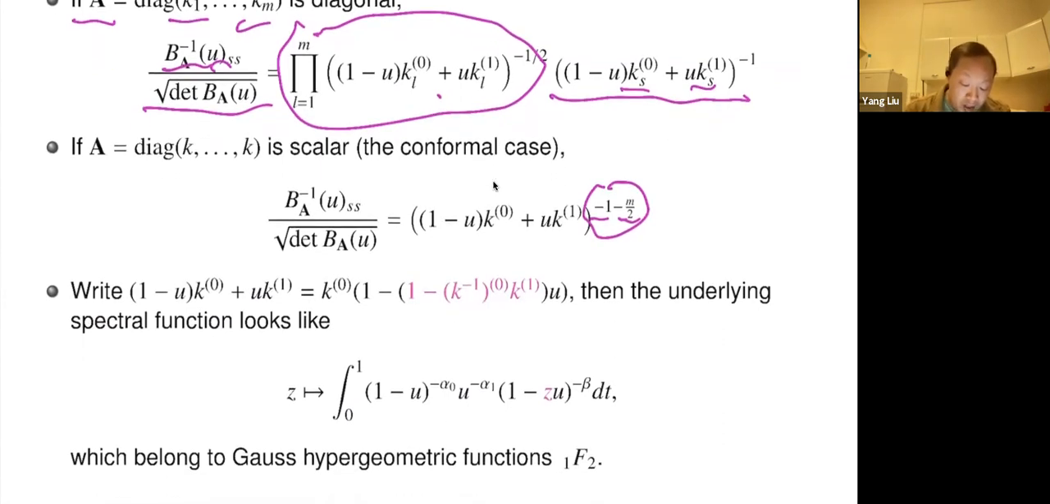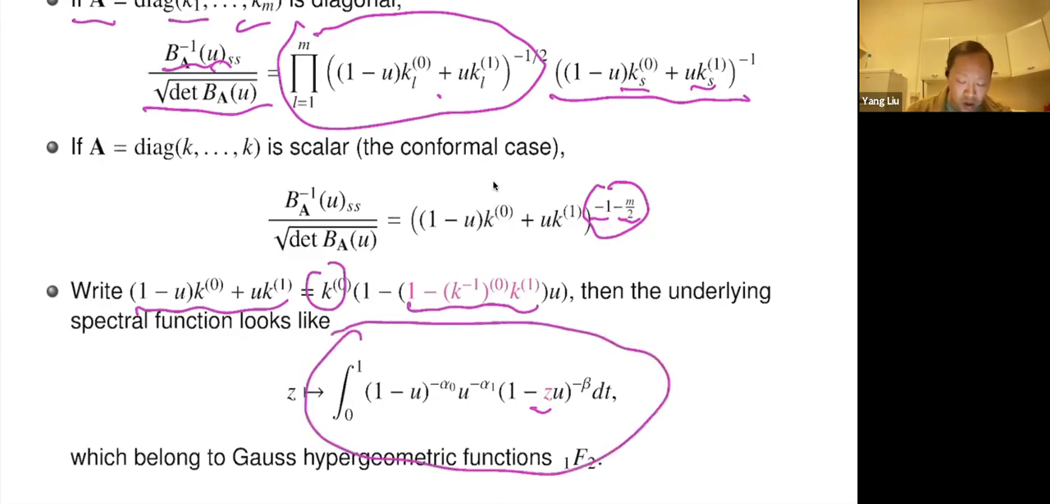Then if you do a simple change of variable, look at what's inside and factor out this K0, and call this part a formal variable Z, this integral in a rearrangement operator is of this type. It's an Euler type of integral of the Gauss hypergeometric function 2F1.